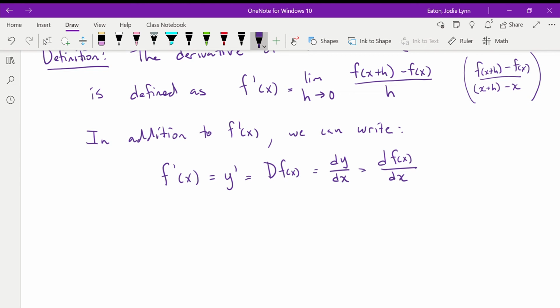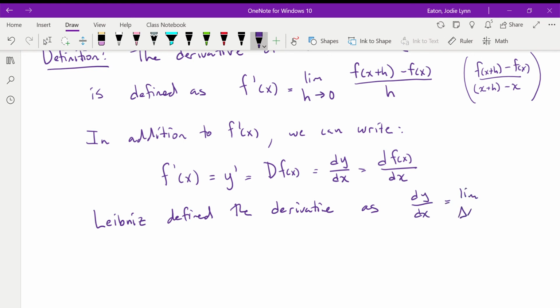Leibniz, who, simultaneously to Newton, came up with calculus independently, defined the derivative as dy dx equals the limit as delta x approaches 0 of delta y over delta x. But it was still the same idea that you're taking the slope of secant lines, that you're getting closer and closer and closer to being a tangent line, and that you are taking a limit to do this. Okay?